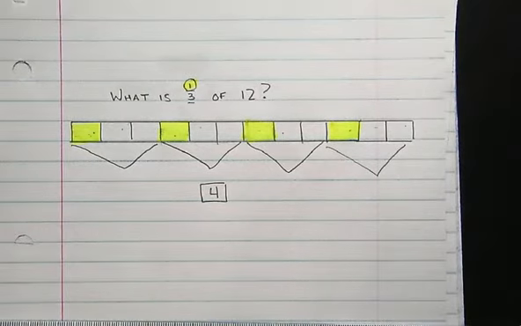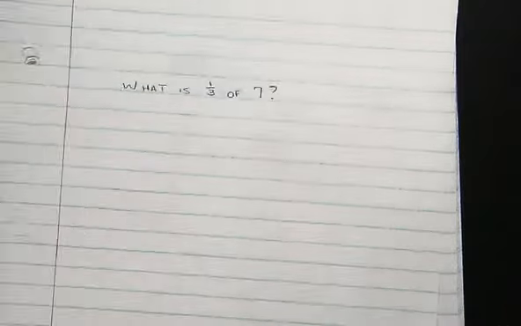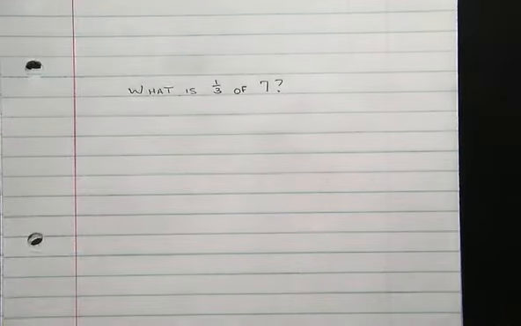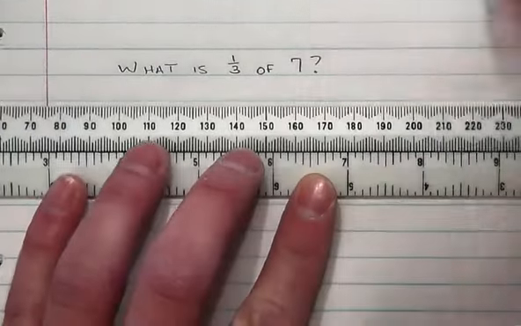Now you're probably thinking to yourself, what if we have a number that doesn't come out evenly? It's not evenly divided by 3. And so that's my next example that I'm going to show you. Here we're going to find a third of 7. So I'm going to do the same thing, same process.